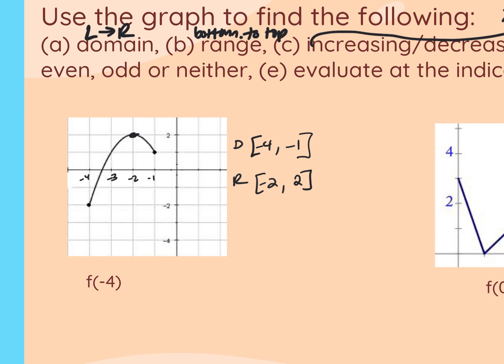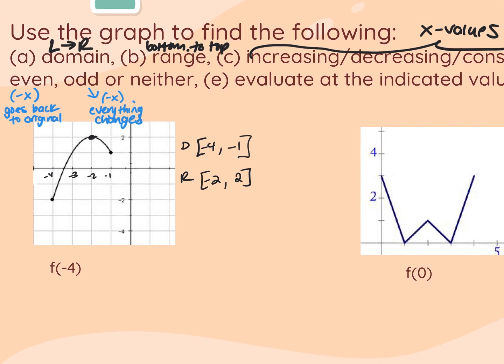And then even, odd, or neither. So remember, even is if I plug in a -x and it goes back to the original. And that's symmetric to the y-axis. Odd is I plug in a -x and everything changes signs. And it would be symmetric to the origin. And then neither's just neither. Yep.